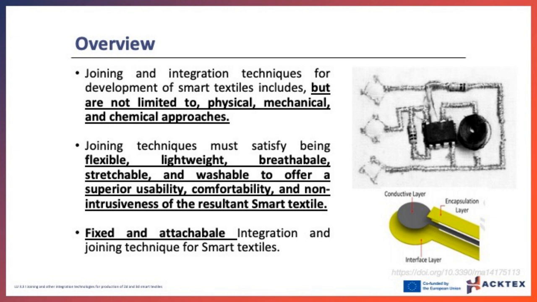And the second one is fixed joining technologies such as stitching or soldering, used for example to attach electronic components to flexible substrates. These joining and integration techniques not only enable the incorporation of sensors, actuators, and connectivity modules but also ensure the flexibility, washability, and stretchability of smart textiles. The continuous advancement of joining and integration techniques paves the way for the creation of smart textiles with enhanced functionality and seamless integration into everyday garments and applications.